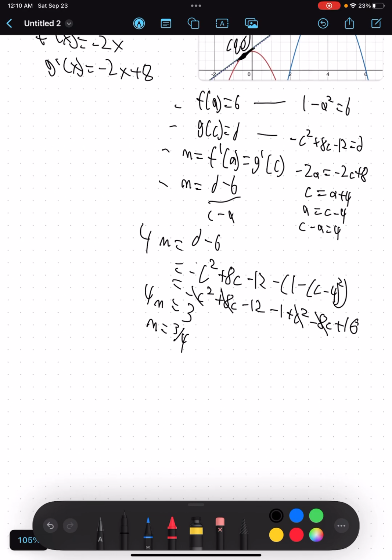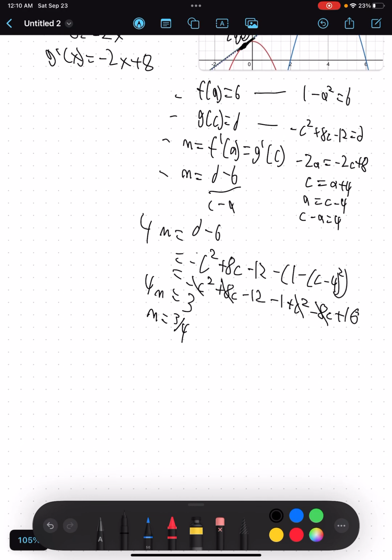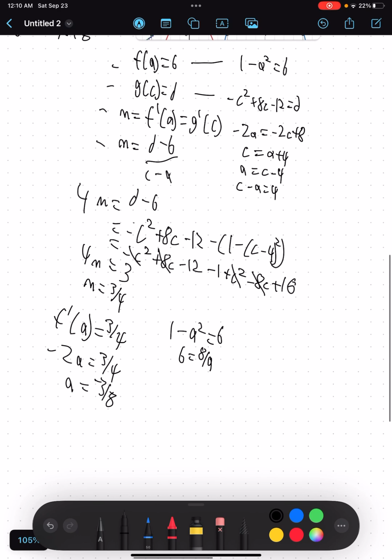Perfect. And that's the hard part. Now we just plug in the slope to all these equations to get a, b, c, and d. So we have f prime of a is equal to 3/4. So negative 2a is equal to 3/4. So a is equal to negative 3/8. And then we plug in a to the equation 1 minus a squared is equal to b to get b is equal to 8/9.